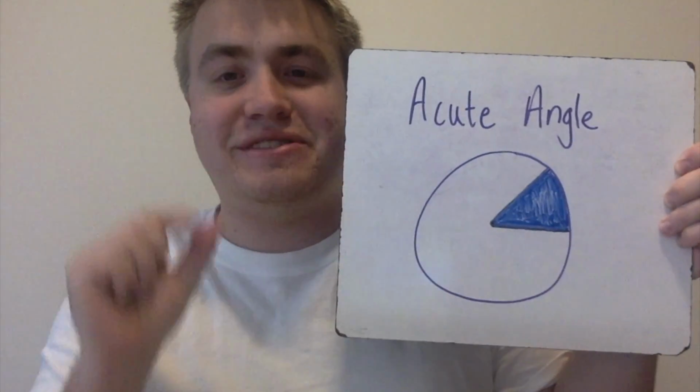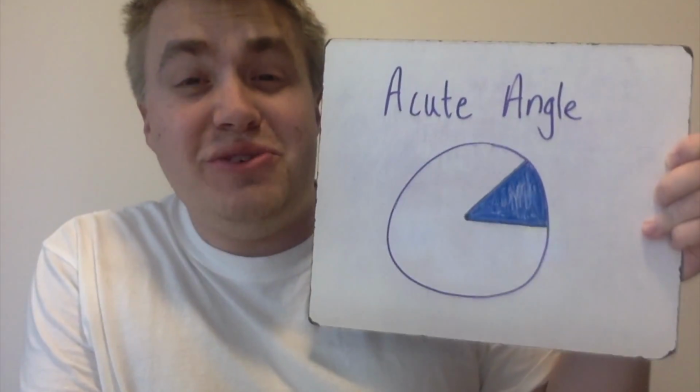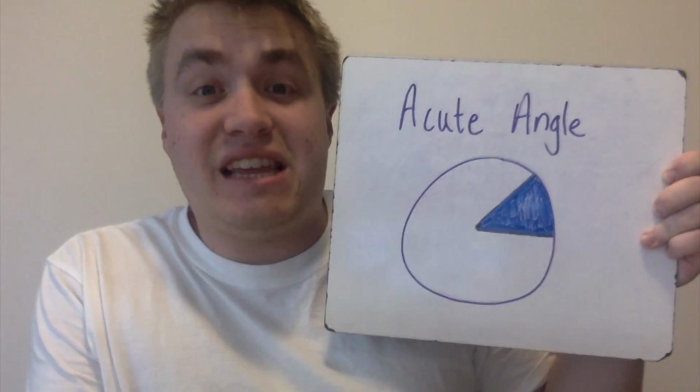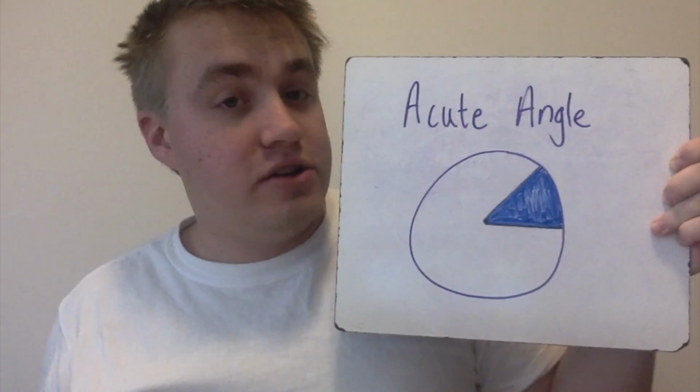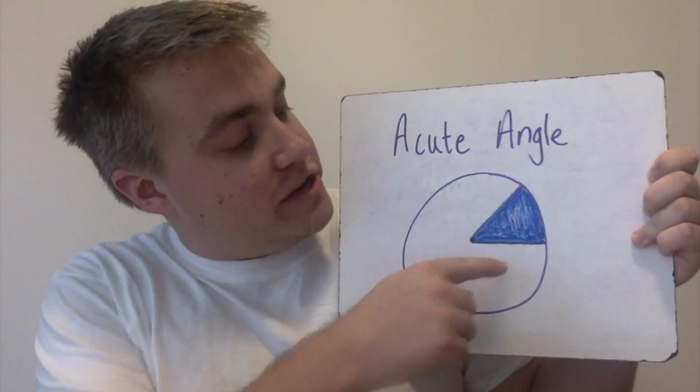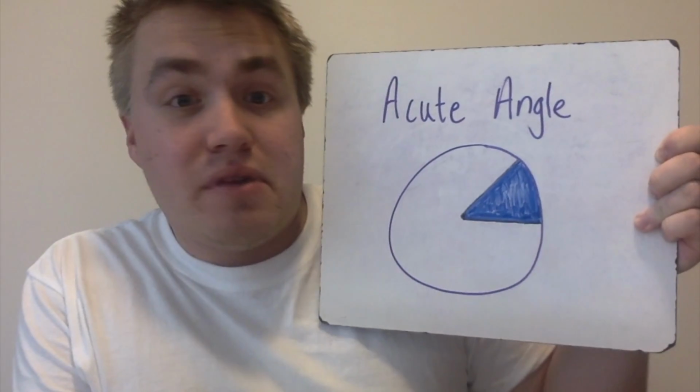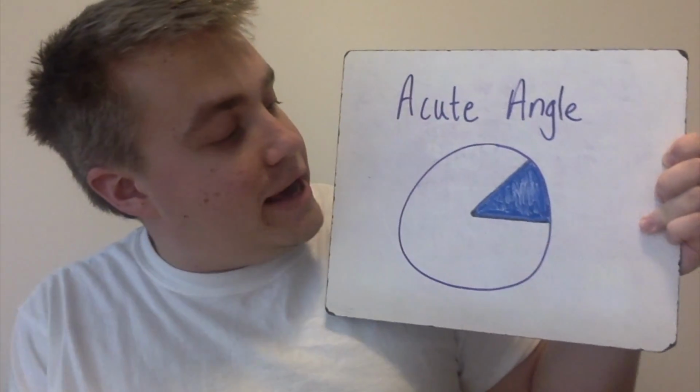Today what we're going to be doing is looking at how to draw angles inside of circles. So let's start with our smallest angle and work our way up to our biggest angle. Our smallest angle is our acute angle, and we know that an acute angle is anything that is less than 90 degrees. So as you can see, I filled in my circle here with an acute angle.